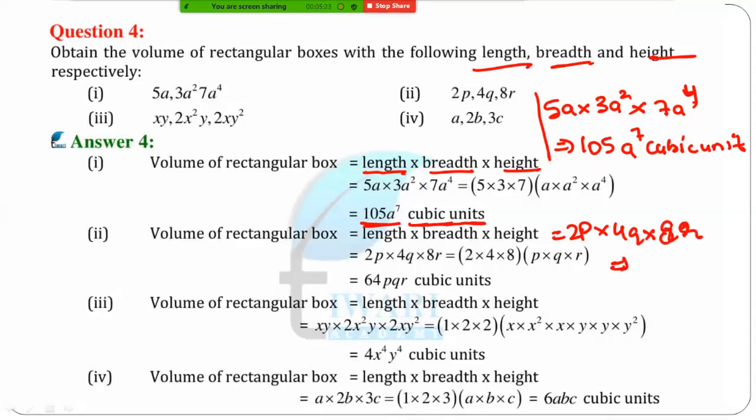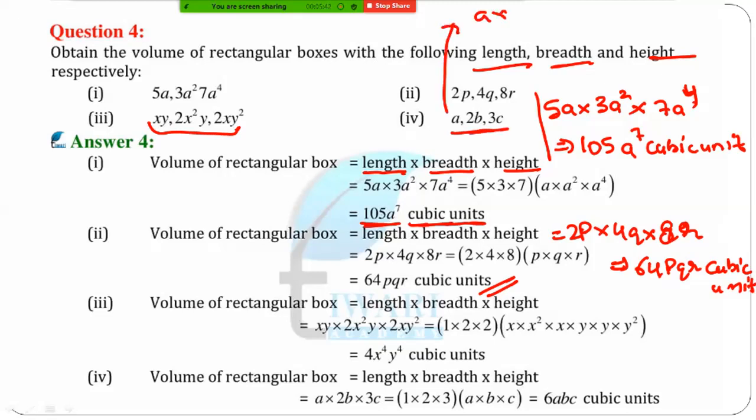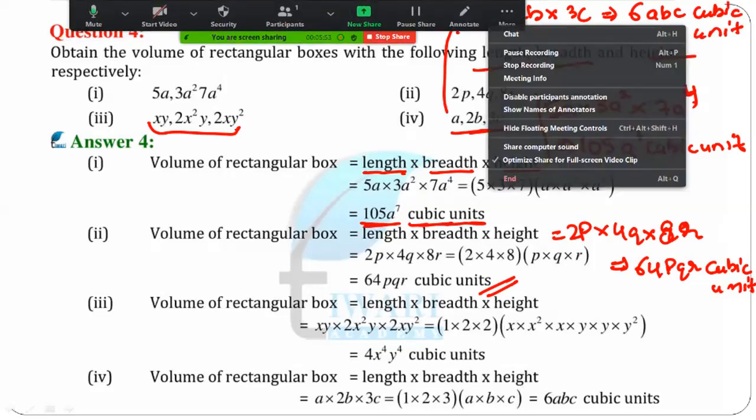So numerical terms, 4 eights are 32, 32 into 2 is 64, 64pqr cubic unit. So that is your answer. Again, third part you can multiply, and fourth part you can also multiply. Fourth part we can try. So a into 2b into 3c, so you will obtain 6abc cubic unit. So that is your answer. Next we will do in our next video.